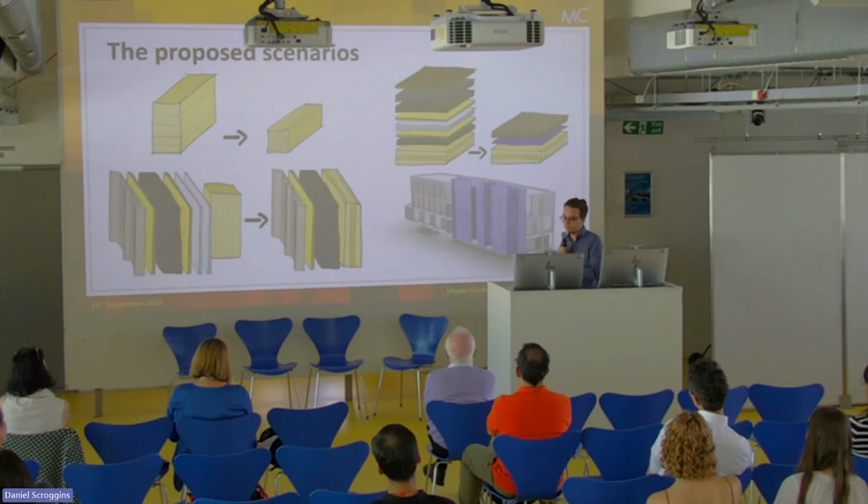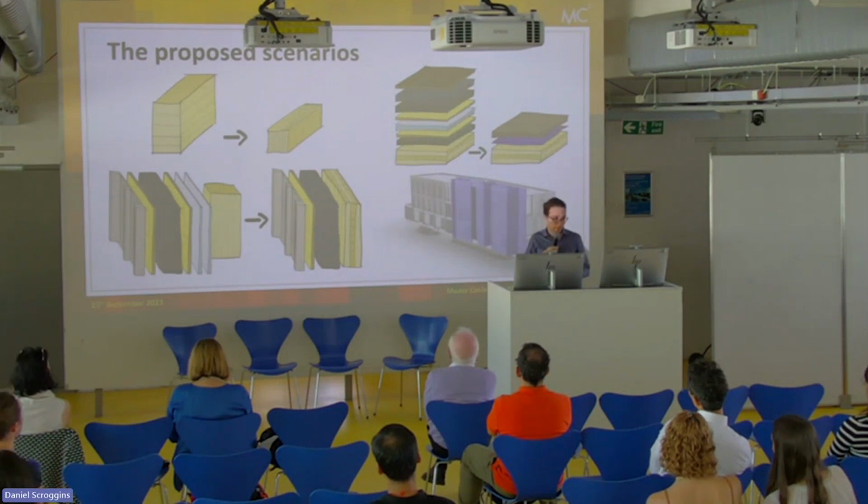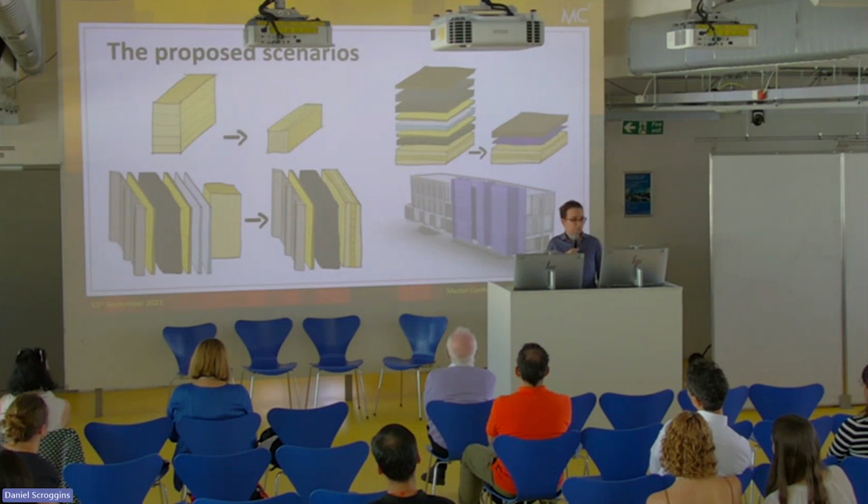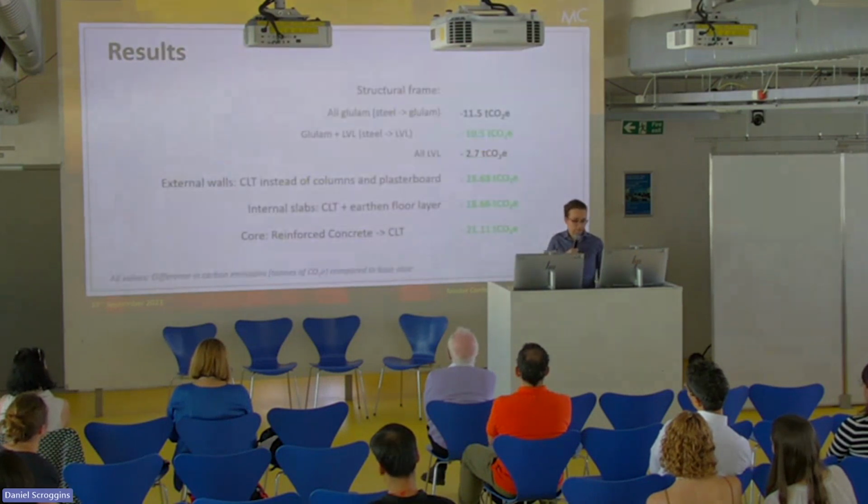In the external walls, instead of the current glulam columns and plasterboard, I imagine the possibility of having a CLT wall, and the core is now being built with reinforced concrete, so it can also be made with CLT, and that's another thing that I try to simulate.